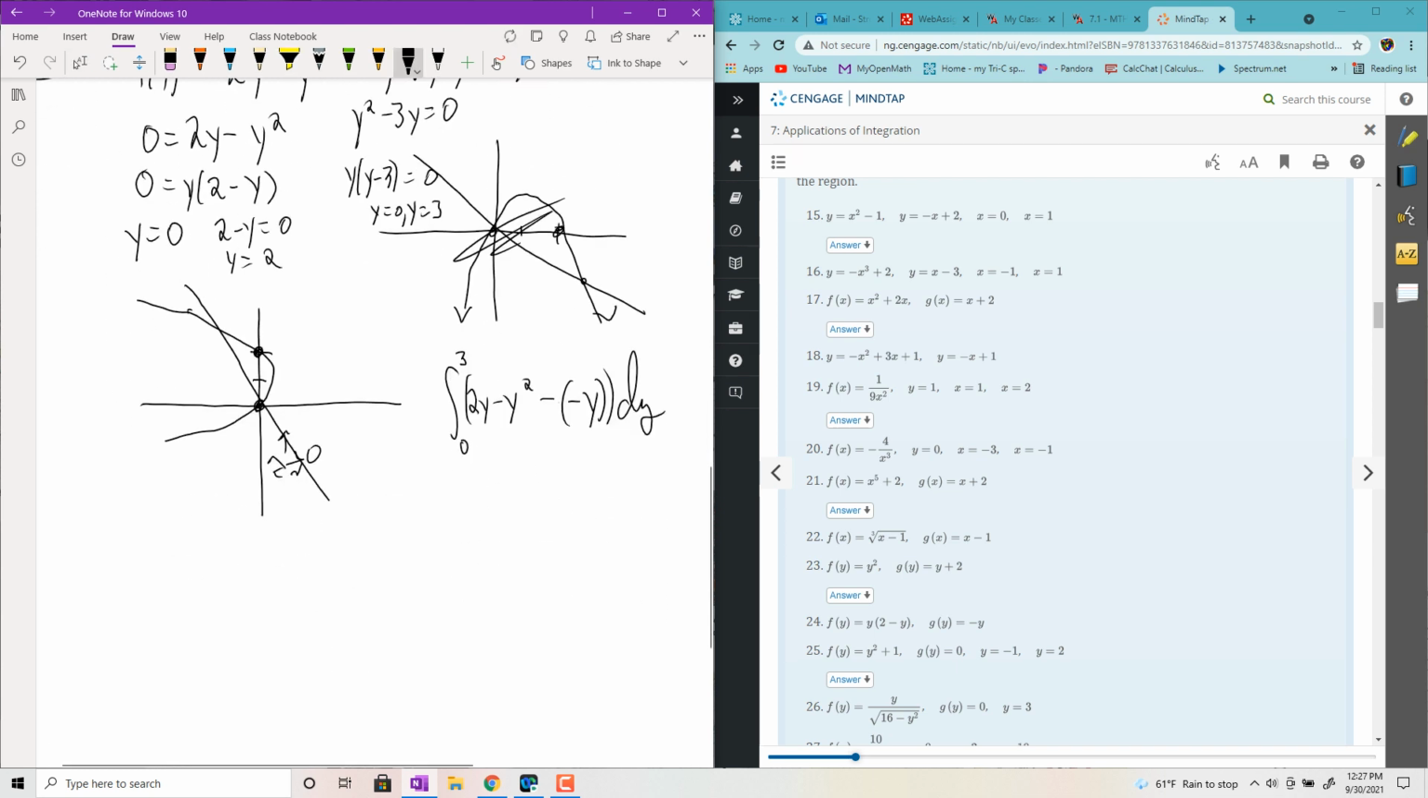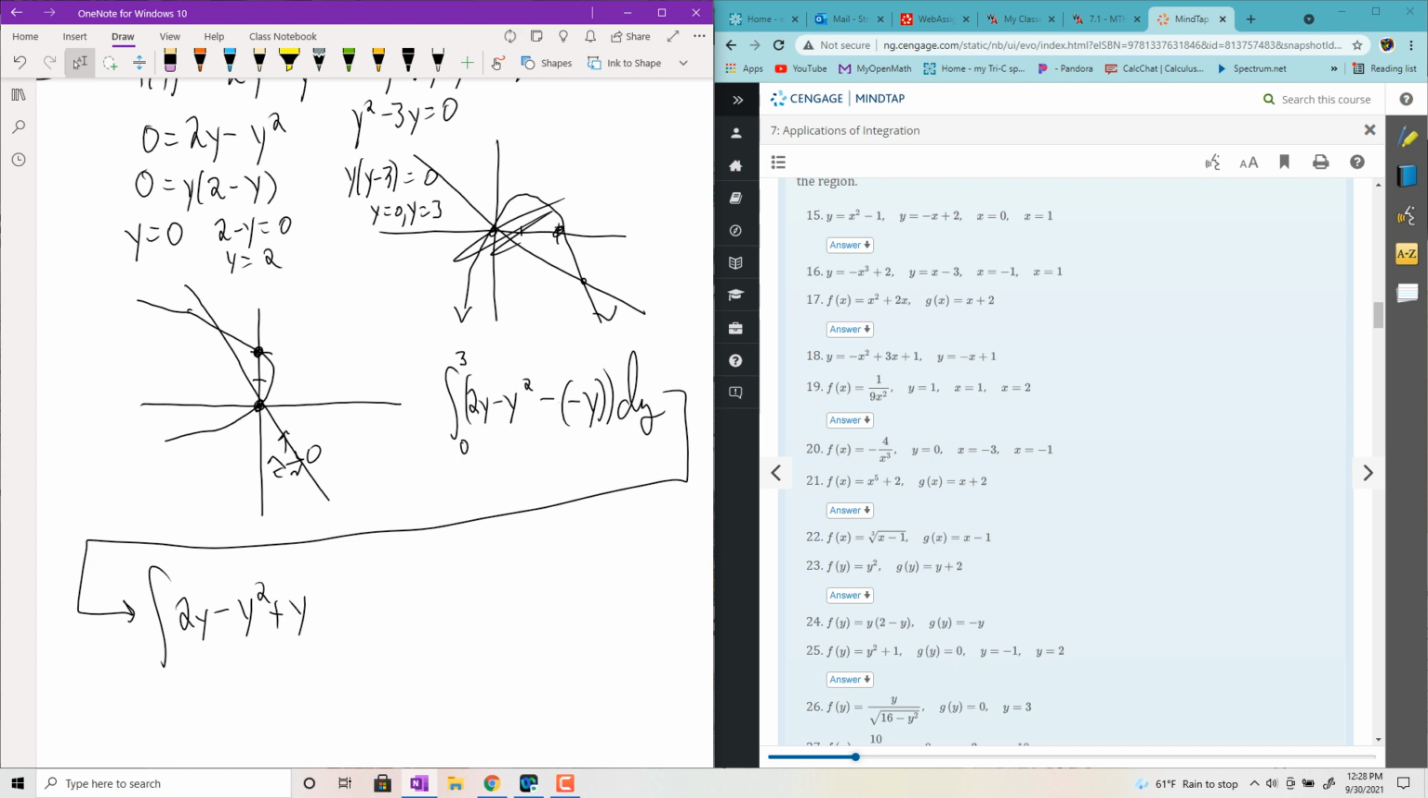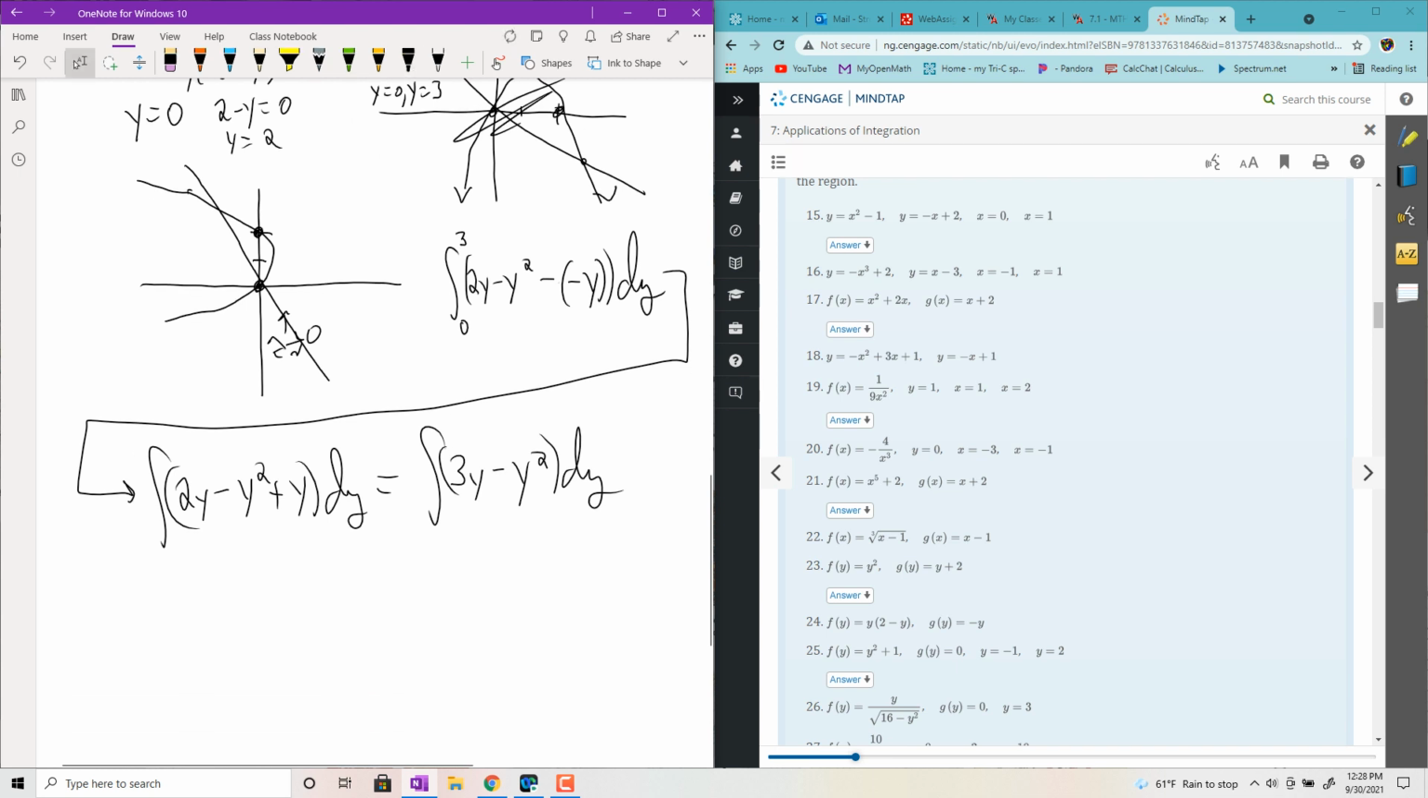Okay. So once you have that, then you can go ahead and, well, simplify first, right? So 2y minus y squared plus y. Then you combine like terms. So I have 2y plus y is 3y minus y squared dy. And then you can integrate that thing, so you get 3y squared all over 2 minus y cubed all over 3. And we're going from 0 to 3 on the y-axis.